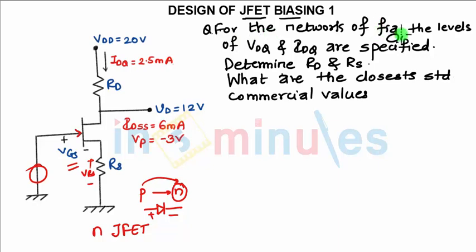The question tells, for the network shown in the figure, levels of VDQ and IDQ are specified. They have given us the values of VDQ and IDQ, that is 12 volts and 2.5 milliamperes respectively. Determine RD and RS. They have told us to design the circuit. We need to find the values of RD and RS, and we need to assume the closest standard values.